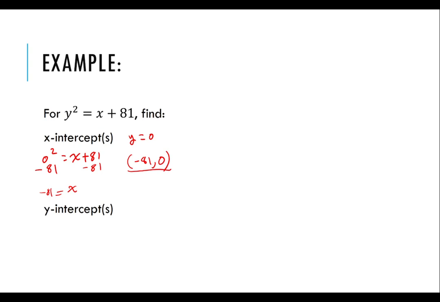Now we need to find the y-intercept. That's when x is 0. So that is y squared is equal to 0 plus 81. That is y squared is equal to 81. So now I need to take the square root of both sides, but remember when you take the square root of a square, this is going to be a plus and a minus. And so y is going to equal plus and minus 9. And so we get two y-intercepts. They are 0, -9, and 0, 9.